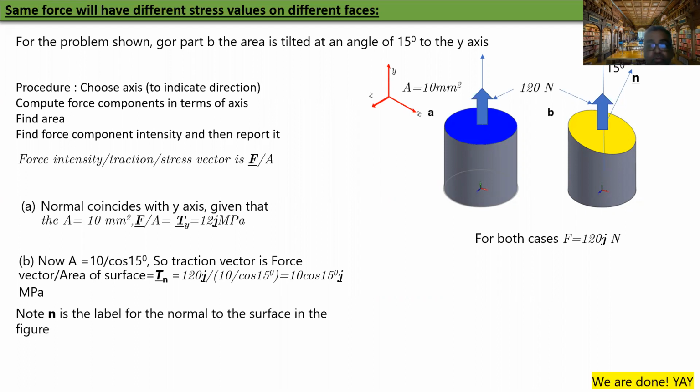We are done. And by the way, notice the notation. The subscript n refers to the normal to the surface in question. That is how we tell them that these two are different things. This is Ty, this is Tn. Ty means normal was y direction. Tn means normal was this n direction. And you have to separately list that n.